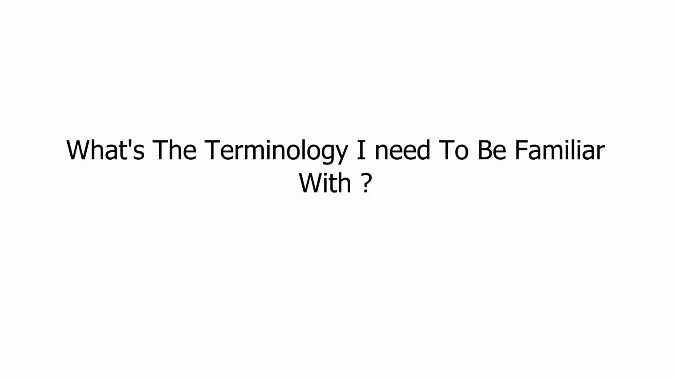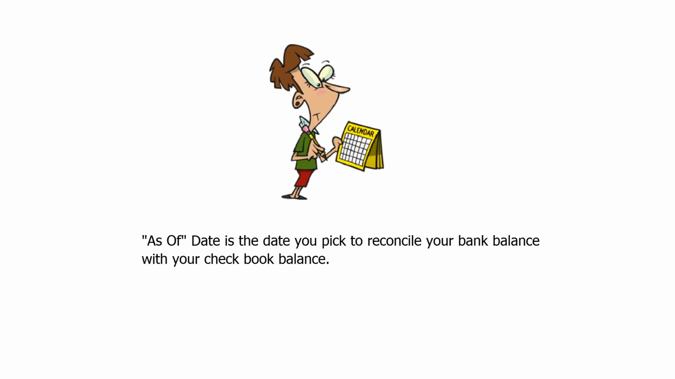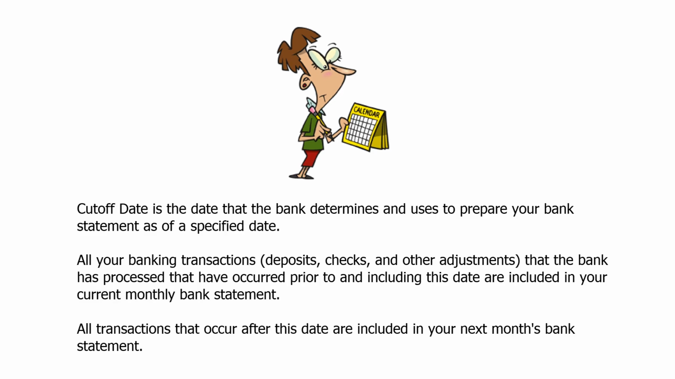What's the terminology I need to be familiar with? As of date is the date you pick to reconcile your bank balance with your checkbook balance. Cutoff date is the date that the bank determines and uses to prepare your bank statement as of a specified date. All your banking transactions, deposits, checks, and other adjustments that the bank has processed that have occurred prior to and including this date are included in your current monthly bank statement. All transactions that occur after this date are included in your next month's bank statement.